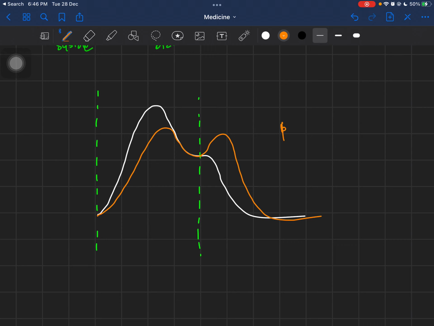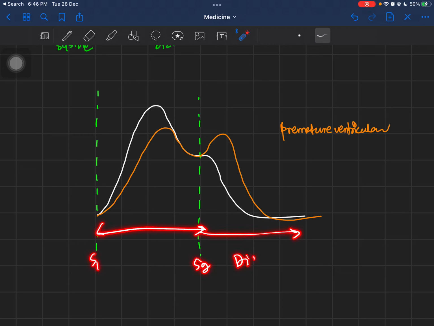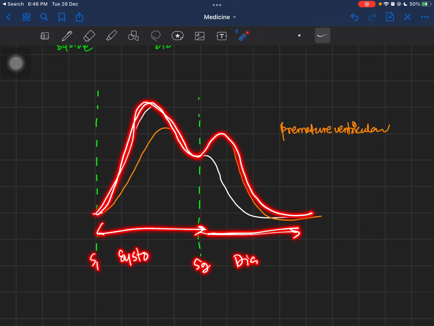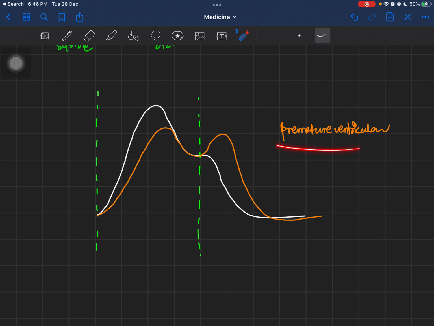The cause is a premature ventricular contraction. What is happening is, normally this is systole. This portion right here is systole between S1 and S2, right? And this portion right here is your diastole. This is the part of the cardiac cycle where your heart should have contracted, and this is the part where your heart should have relaxed. What is happening here is, in diastole itself your heart is contracting, and that is because of a premature ventricular contraction. It's a premature ventricular beat.